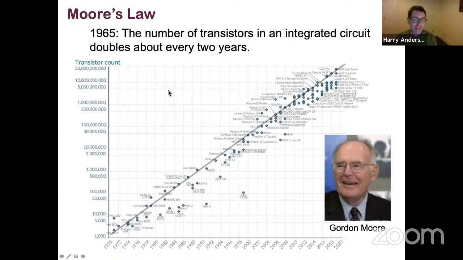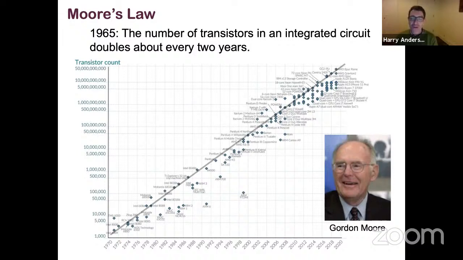If you plot the log of the transistor count against date, you get a fairly straight line right up to the current day. And that means that at the moment we're all using devices that have integrated circuits with about 10 to the 10 transistors integrated onto them.